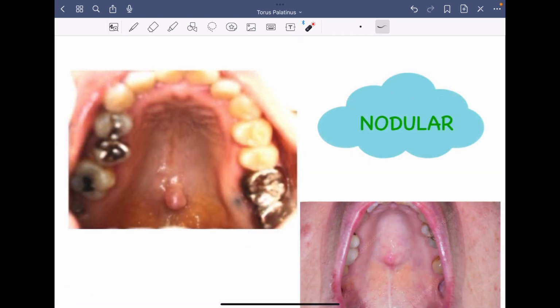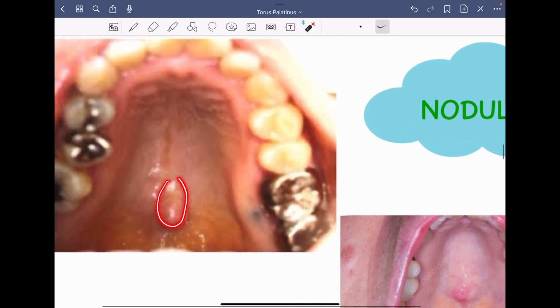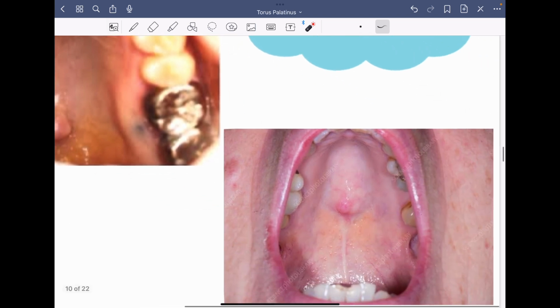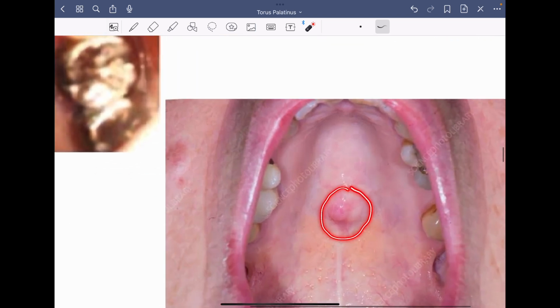So here are clinical pictures depicting the nodular type. Here you can see a single nodule. So in some cases there might be a single nodule, and in few cases multiple distinct nodules can be palpated as well. But this is a clinical picture depicting a single nodule. Here also same thing, a single nodule is seen.